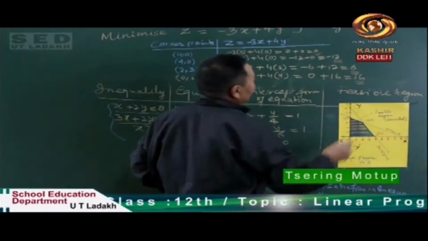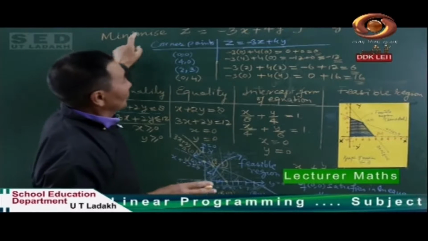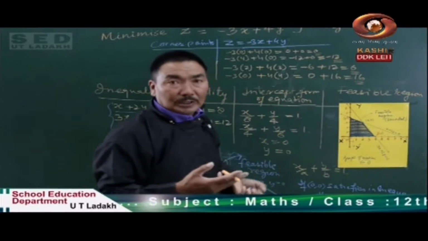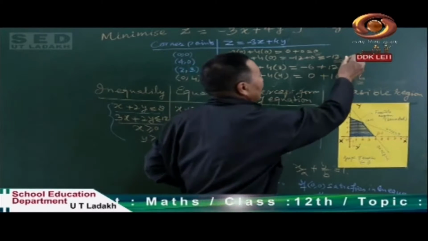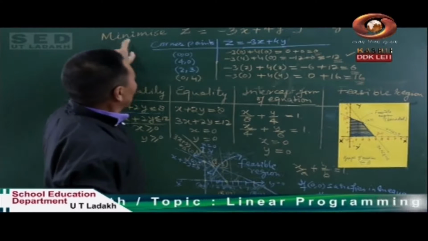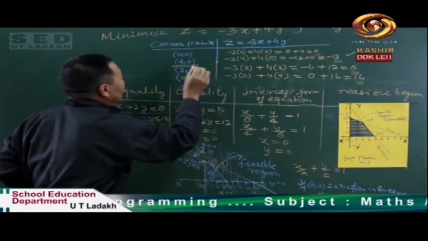Out of that, we have to minimize it. So when we compare all those values, the minimum value will be minus 12. Then the minimum value of the objective function is minus 12 at this point.